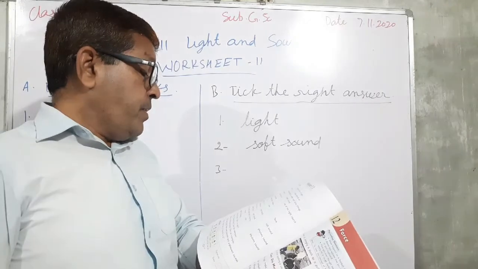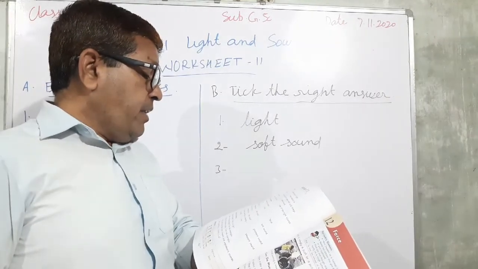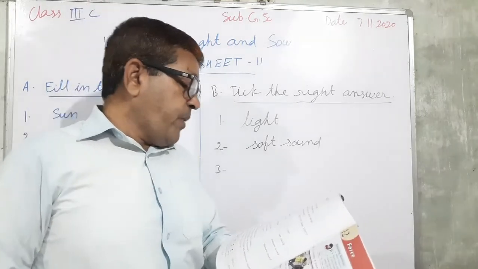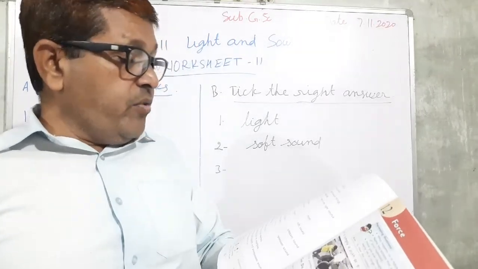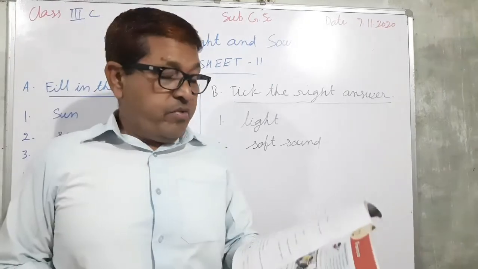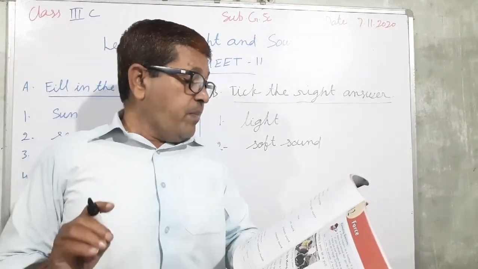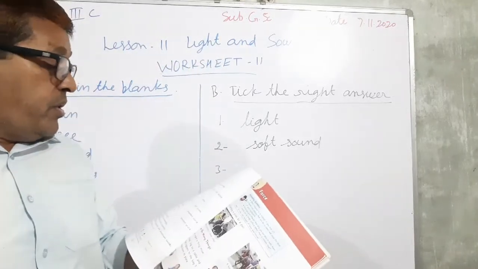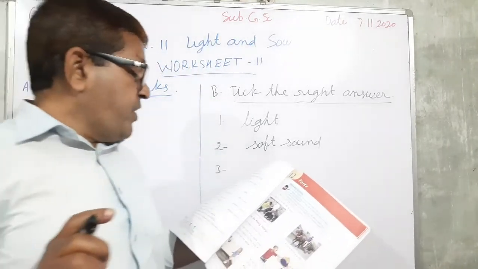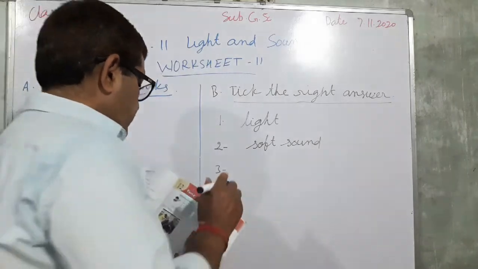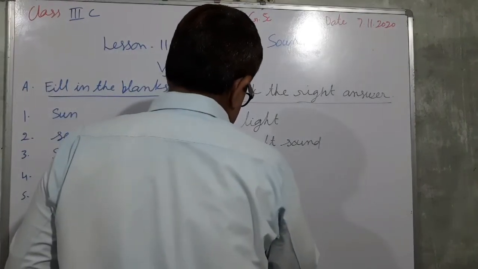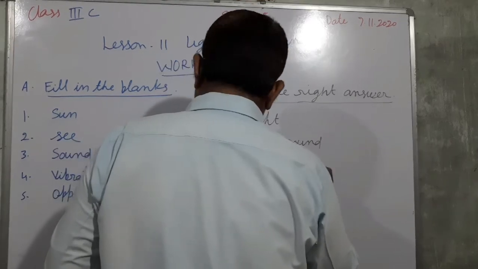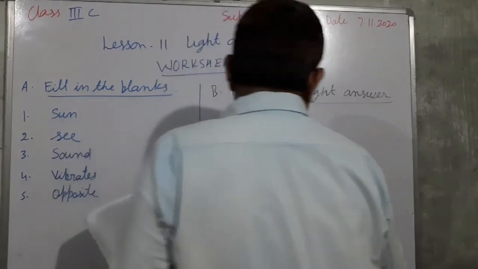And third, chirping of birds is a, three options are given: unpleasant sound, hard sound, or pleasant sound. So here the correct option will be pleasant sound.